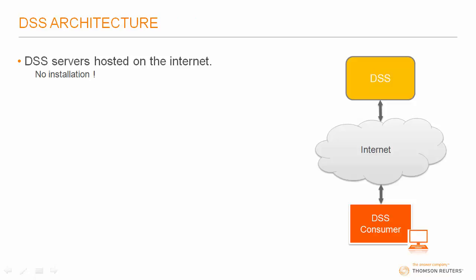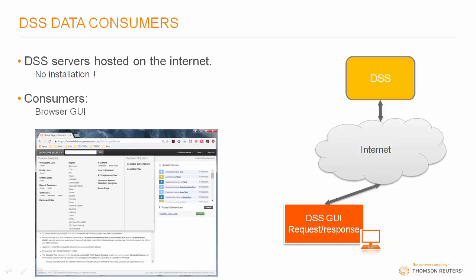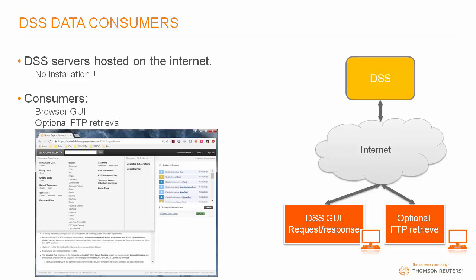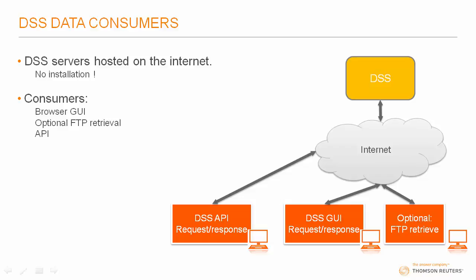So, what is DSS? DSS is a hosted internet service. You can access it from anywhere and there's no need to install anything. The data consumer can be the browser-based graphical user interface, which allows requesting and retrieving data. Optionally, FTP can be used as an alternative means to retrieve data. Then, there is the API, which can not only replicate the graphical user interface capabilities, but also has additional ones. As a DSS customer, you can use either the graphical user interface or the API, or combine both to optimize your workflow.